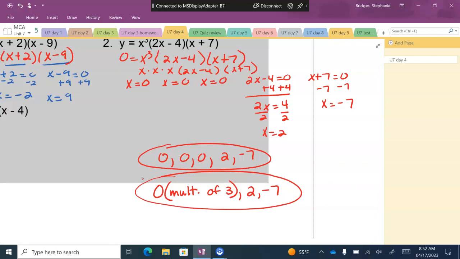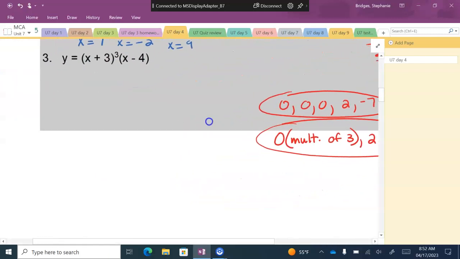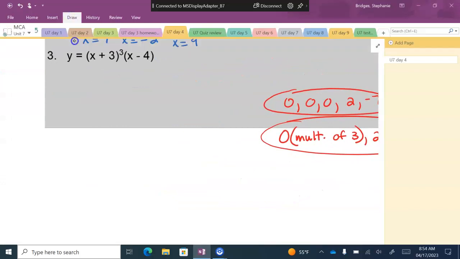So anytime your factored pieces have exponents on them, that tells you how many times that answer occurs. So I want you to try. All right, so we're going to, again, replace y with 0 so that we can set each factor equal to 0 and solve.